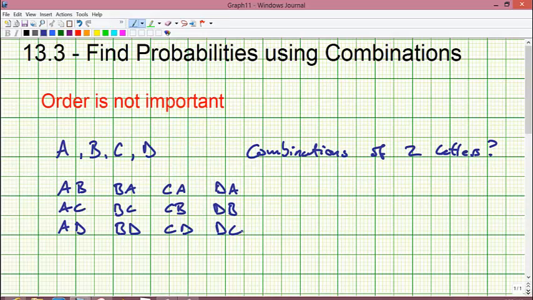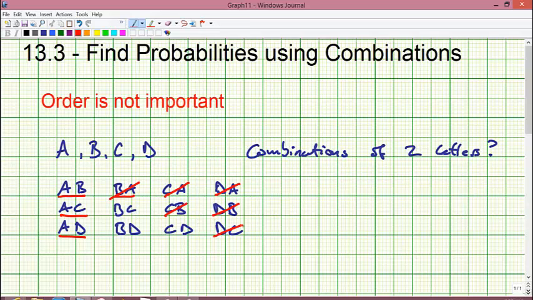Now, remembering that with combinations the order is not important, what we're going to do is identify any duplicates we have and cross one of them out. So we've got AB here and BA here. BA and AB are the same if the order is not important. The same thing, we've got an AC and a CA, an AD and a DA. We don't take any of those into account. Looking at BC, we have a CB. Okay, we've already seen that. Then looking at BD, we've got a DB. CD, we have a DC.